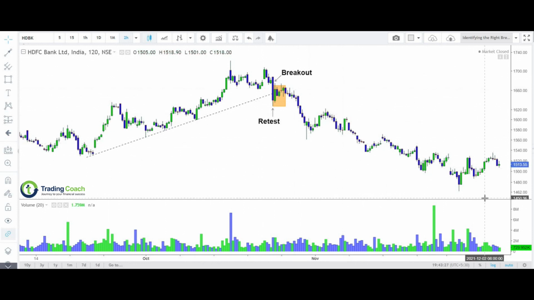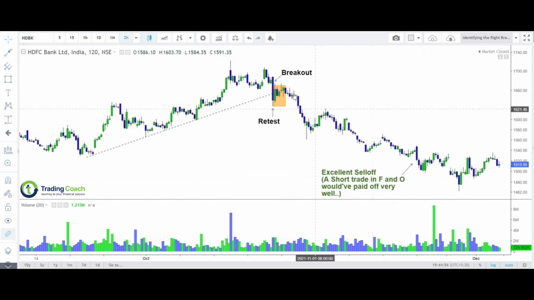And luckily or skillfully, if you ended up taking a put option, or a short position in futures, you would have made some decent returns on the market. Overall, this is an 11 to 12% sell-off in the share prices, an excellent sell-off. If you had taken a short or bearish trade in the FNO market, it would have paid off very well. Now the question is, what is the secret behind this breakout? What made this breakout very successful?